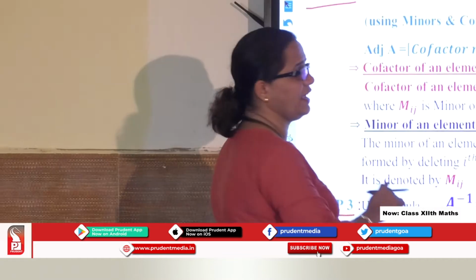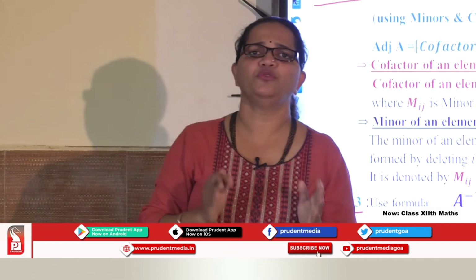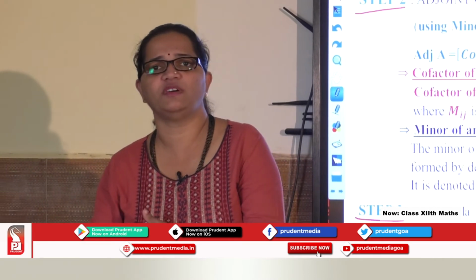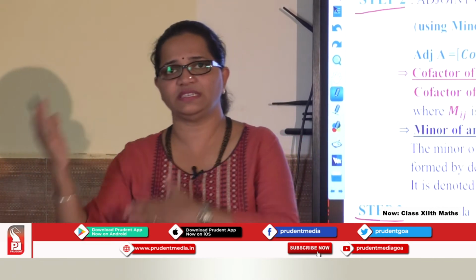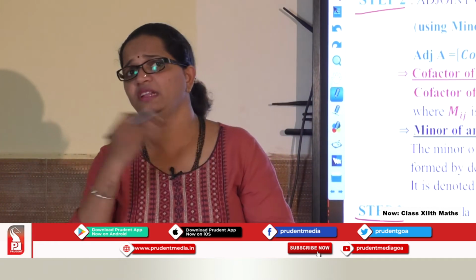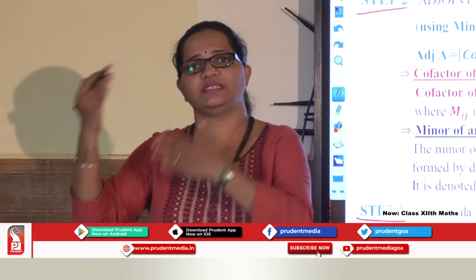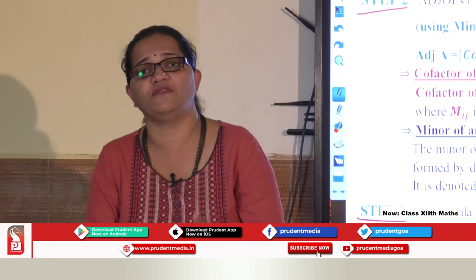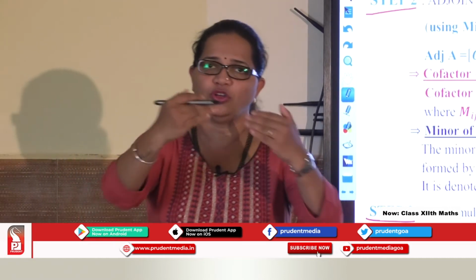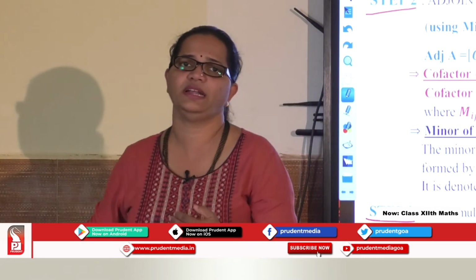Okay, so first step, always, for every method you need to find the determinant of A and conclude whether A inverse exists or whether A inverse does not exist. If A inverse does not exist, stop there. If A inverse exists, that means the determinant of the matrix is not equal to 0, you continue further to find the adjoint and then you find the inverse.